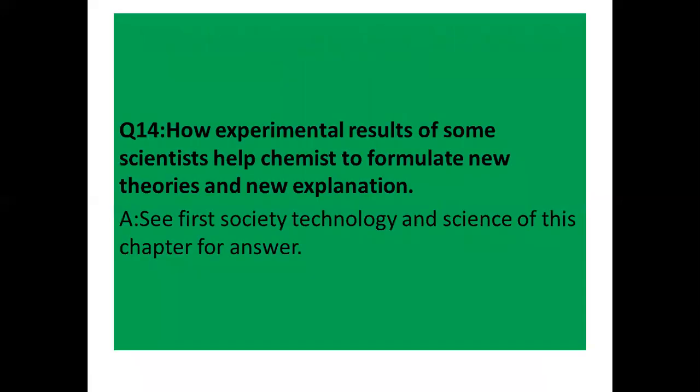Question number 14. How do experimental results of some scientists help chemists to formulate new theories and new explanations? This question is again related to the previous question, that the experiments of the old scientists help the new scientists to present or to give new theories and new explanations. This is Society, Technology, and Science, the first one in the same chapter of your book. So write it from the Society, Technology, and Science, the first one.